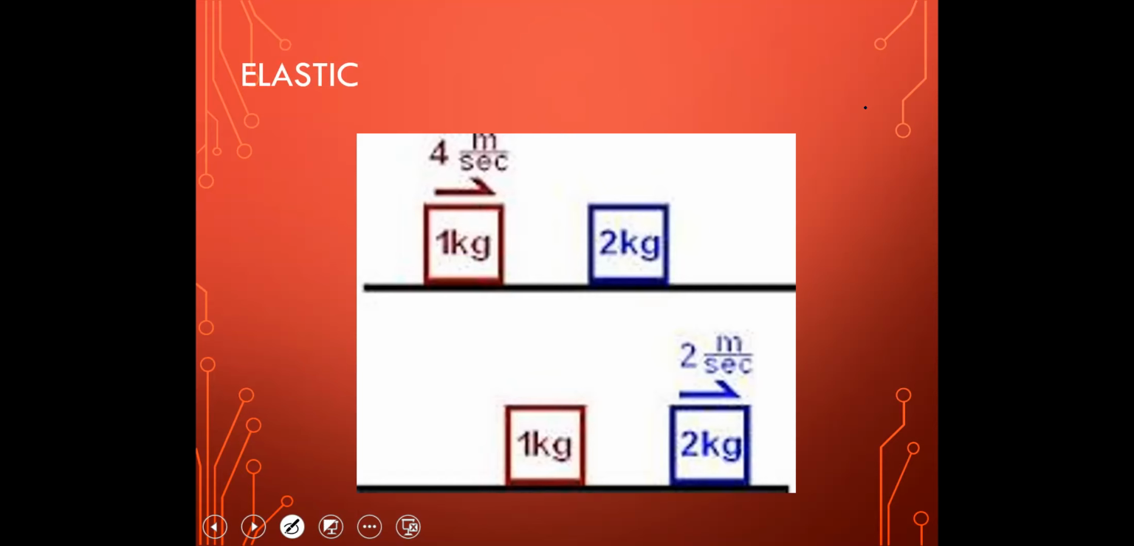The first box is not moving after the collision. They change direction: the second one, which was at rest, changed its state and starts moving, and the first one, which was moving, then stopped. So it is elastic. Oh, okay. Yeah.